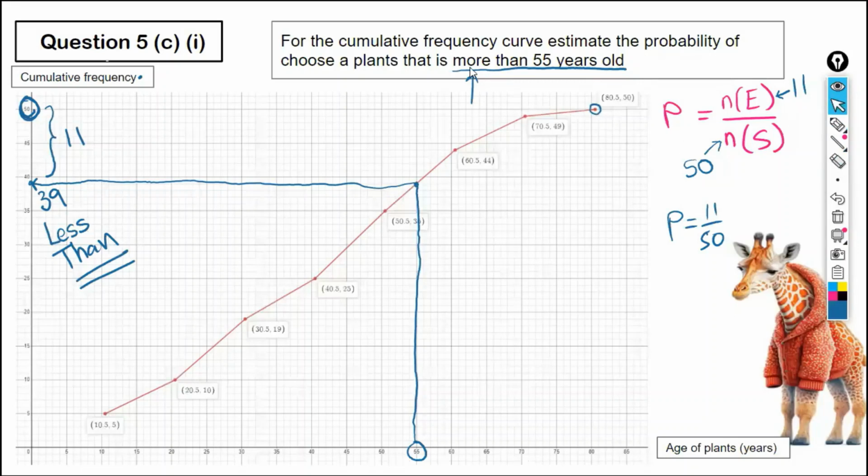So look out in the exam, in a cumulative frequency, read it properly. Are they talking about more than, or are they talking about less than? Let's move on to the next question.